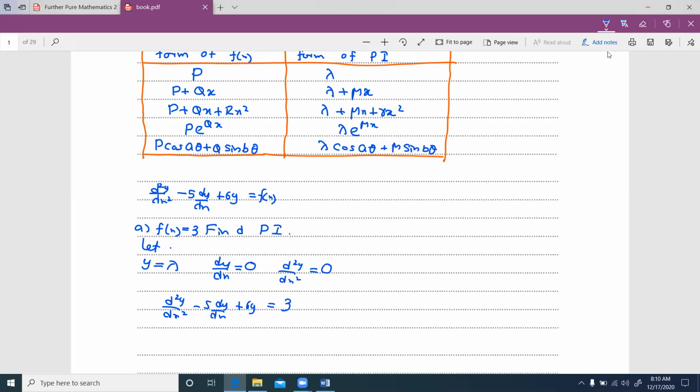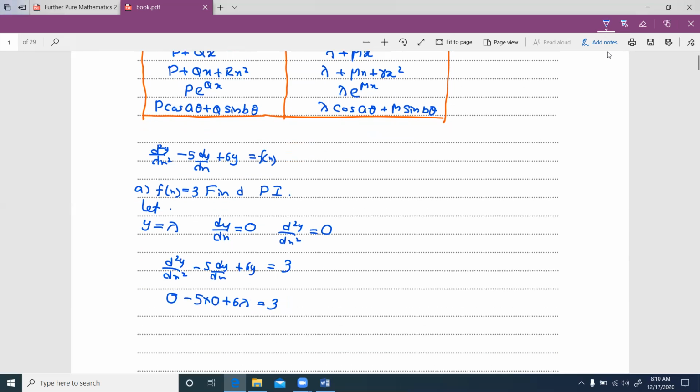Then over here you can say this is 0, minus 5 into 0, plus 6 into lambda equals 3. With that, what you can obtain is lambda equals 1 over 2. Therefore, you can say the particular integral is equal to 1 over 2.